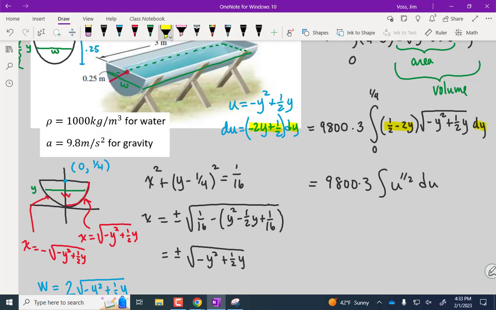Now we have to convert our limits. Our limits need to become u limits. So we look at our y limits. When y is 0, we come right up here. This tells us how to get back and forth between u and y. When y is 0, u is 0. And then when y is a quarter, we come up here. Minus a quarter squared, that's minus a 16th plus an 8th. Minus a 16th plus an 8th is plus a 16th.